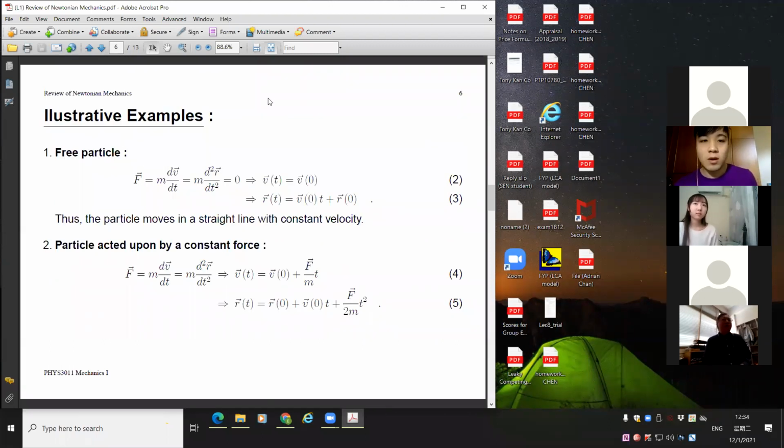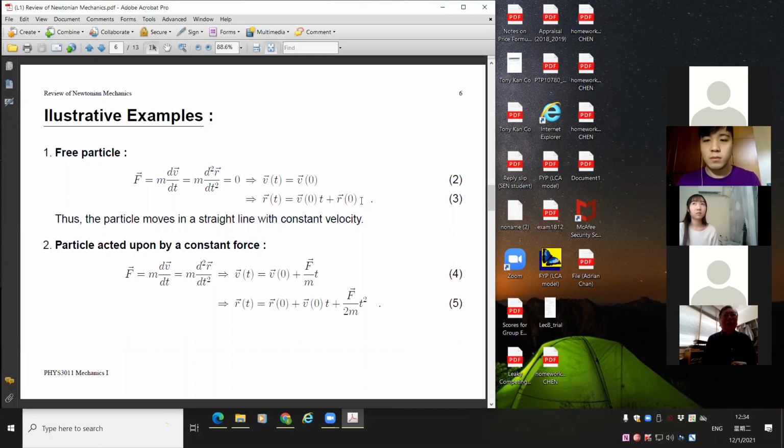Okay, illustrative examples. Say, for example, we have a free particle. We write down the second law, F equal to ma, since F is equal to 0. So we can easily see that the velocity must be a constant vector. And the position vector will be a linear function of time, as given in equation 3. Thus, the particle moves in a straight line with constant velocity.